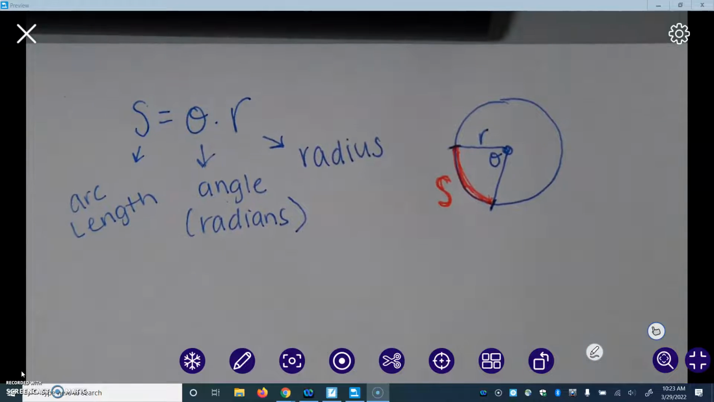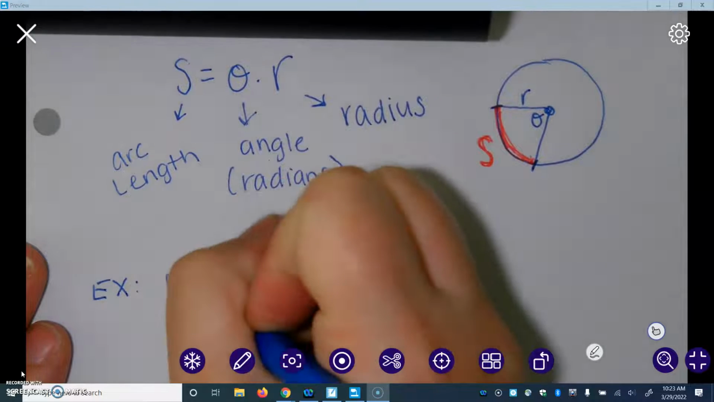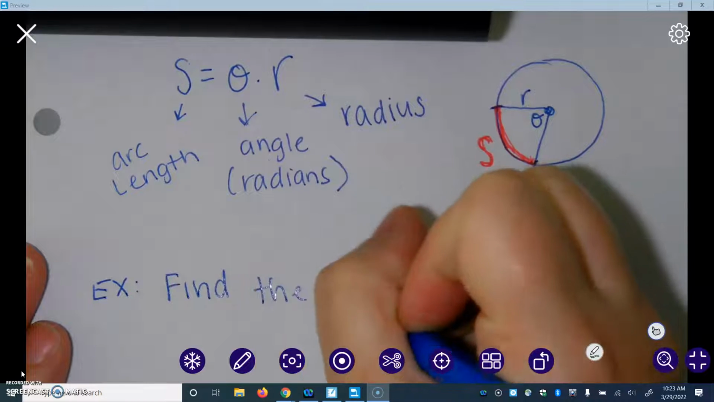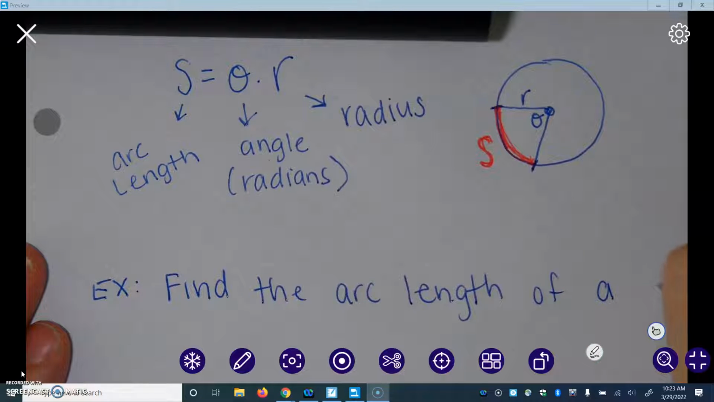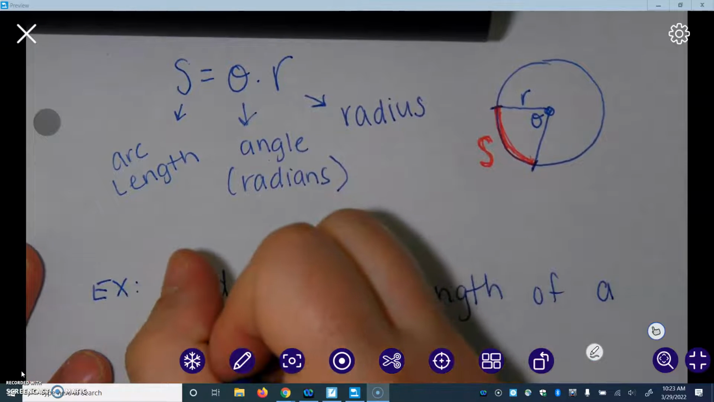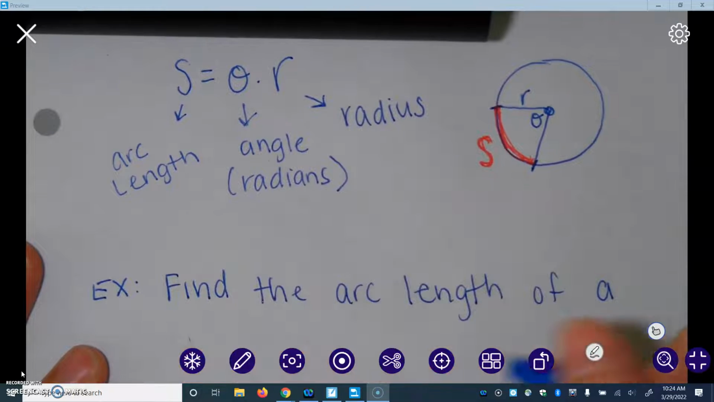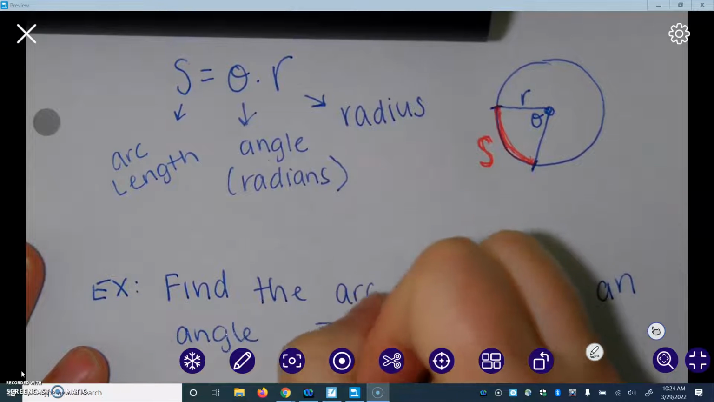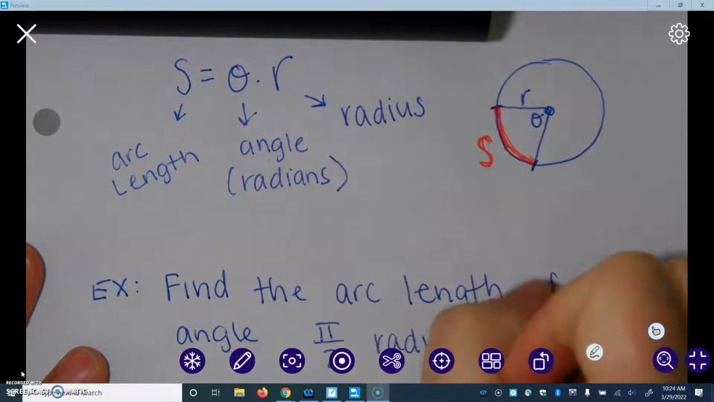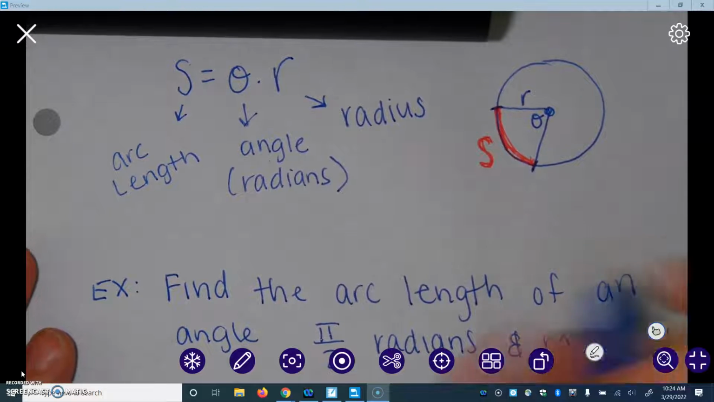All right, so let's start off easy. Go ahead and pause the video, copy that down. All right, so the first example, find the arc length of an angle, and we'll say the angle is pi over 2 radians, and the radius equals 6 inches.